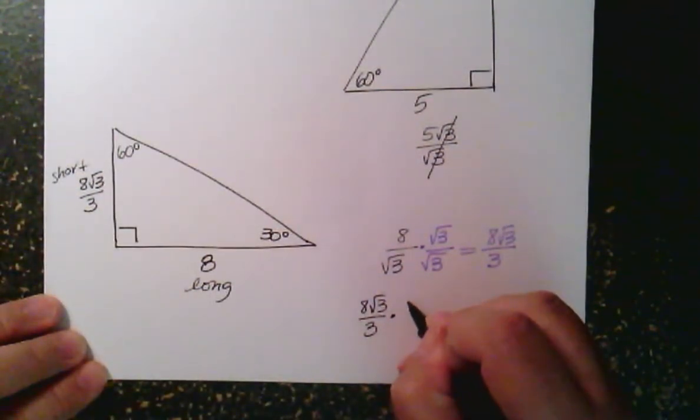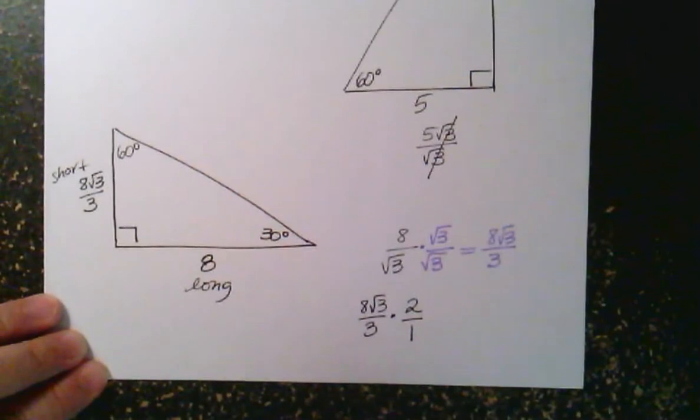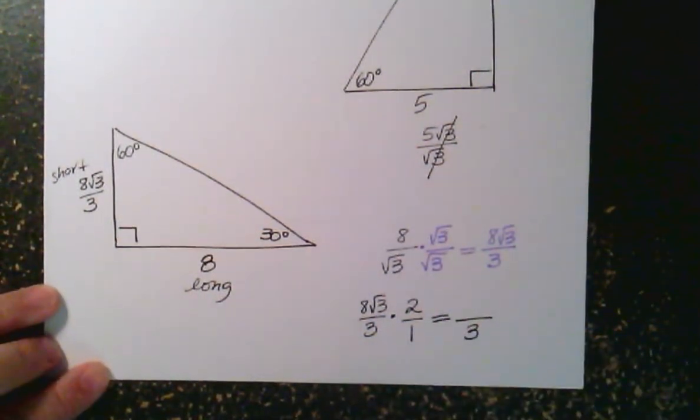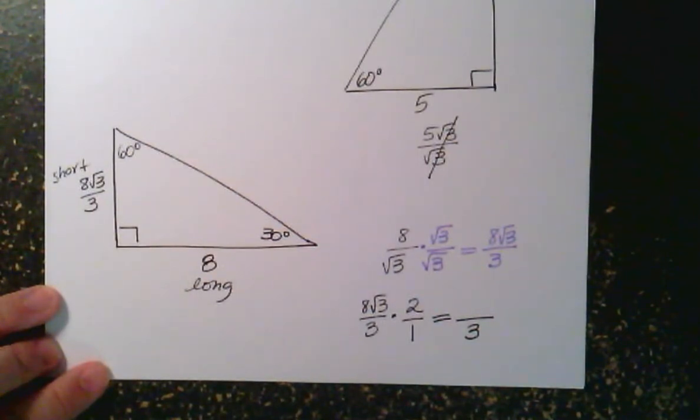Times 2 is the same as saying times 2 over 1, because that's what 2 is. So really, only the numerator is getting multiplied by 2. The denominator is going to stay the same because it's being multiplied by 1. But not only that, when we multiply things with radicals, numbers that are outside the radical can multiply together, and numbers that are inside radicals can multiply together. But you can't go back and forth between the two. So the 2 is not going to have anything to do with this radical number 3. Okay, the 3 under the radical. They cannot interact. The 2 can only interact with the 8.